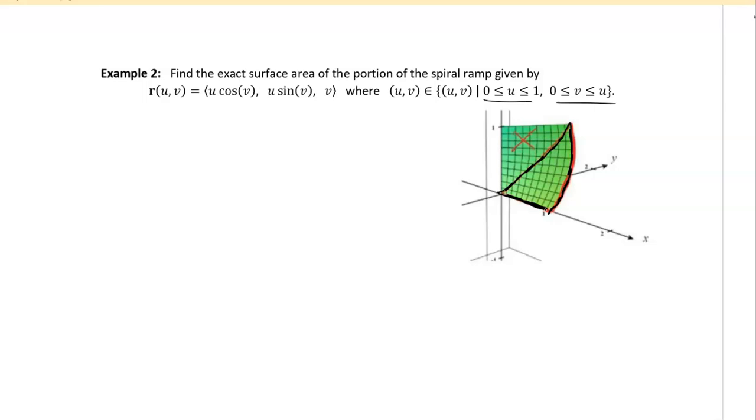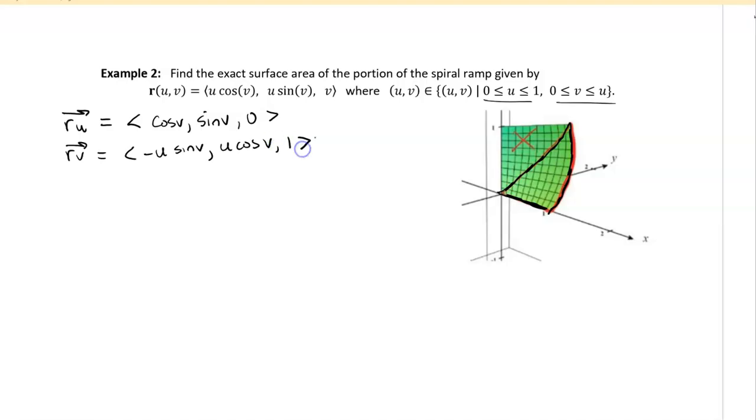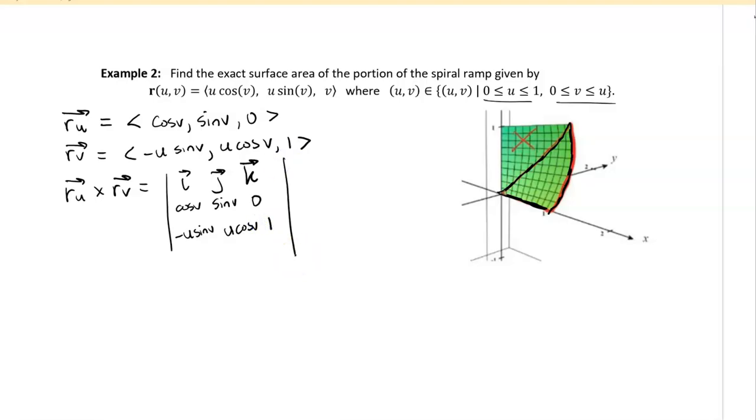So here we go. What is this going to look like? You need our vector R sub U, which is going to be cosine V, sine V, and 0. We need our vector R sub V, which is going to be negative U sine of V, U cosine V, and 1. We're going to need the cross product, R sub U cross R sub V. So we're going to draw our little matrix here. So we could take our determinant, cosine V, sine V, 0, negative U sine V. I should have written the bottom row first. Whatever, it's fine.